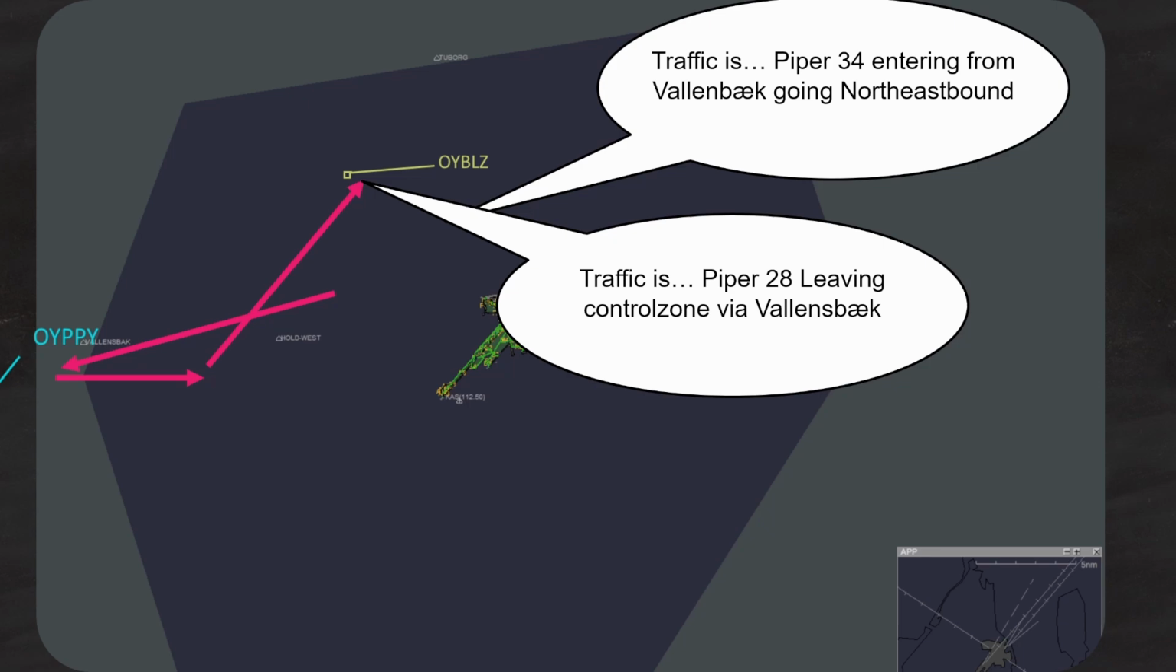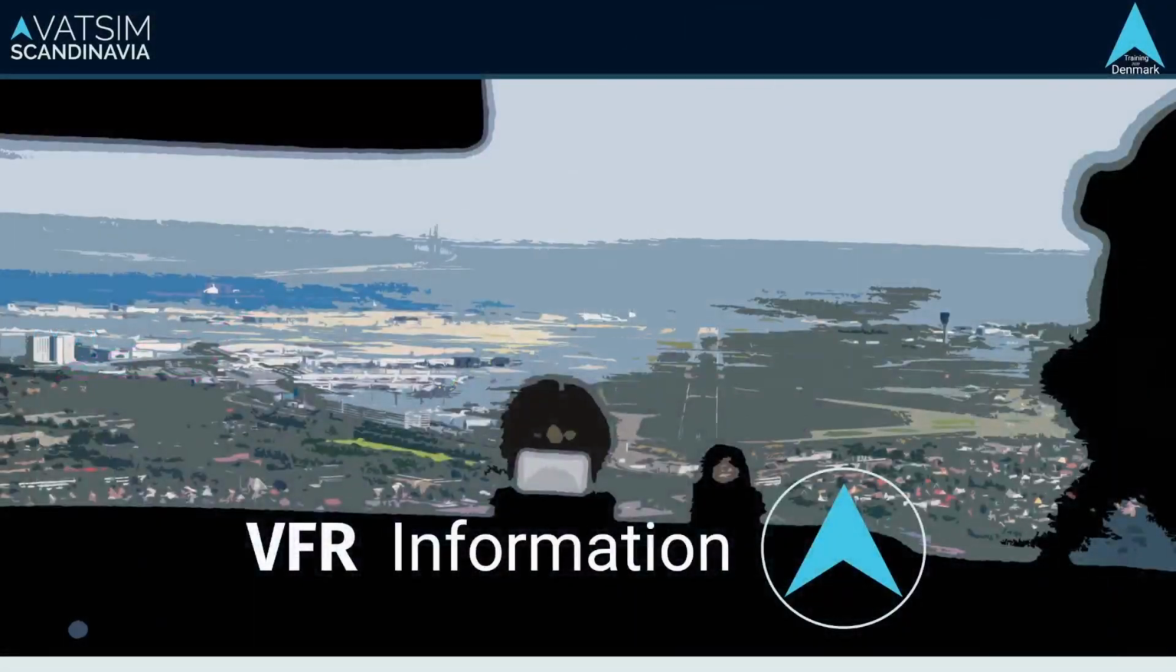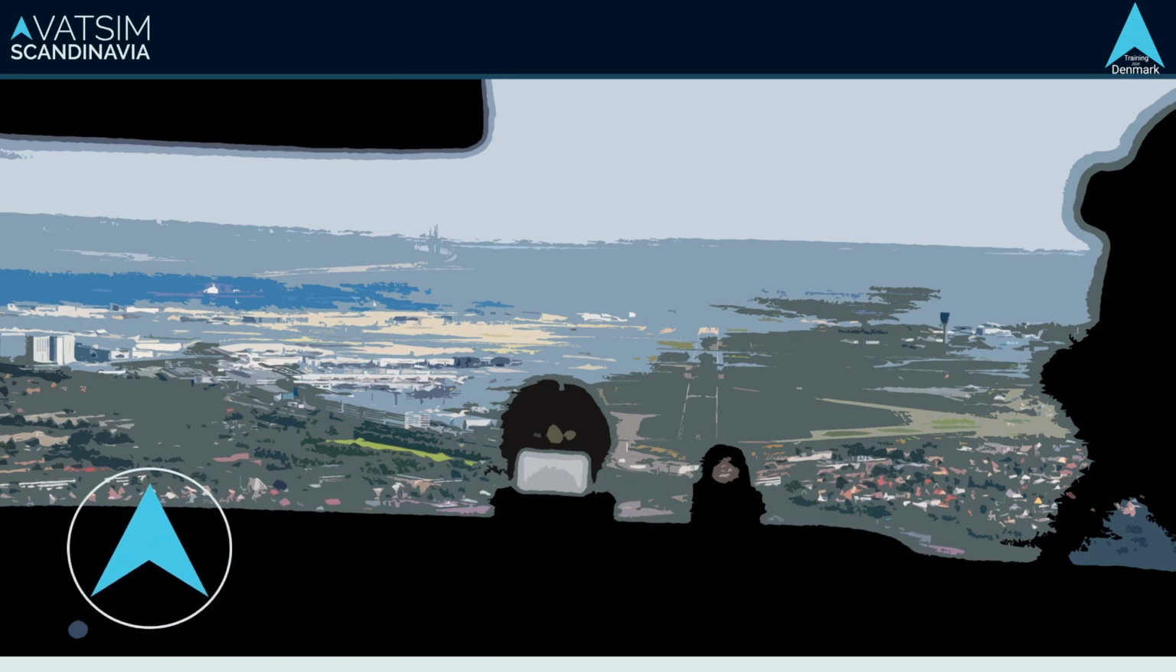This is the scope of traffic information. It is difficult. It demands practice, studying, and focus. It is the most vital part of VFR and one of the skills you have to master before you can get a checkout. So keep practicing this. Remember, information is key. Let's continue.